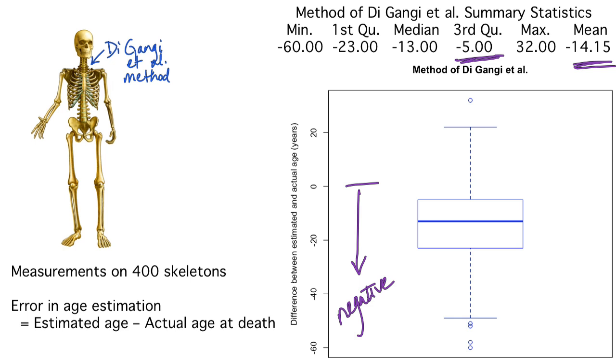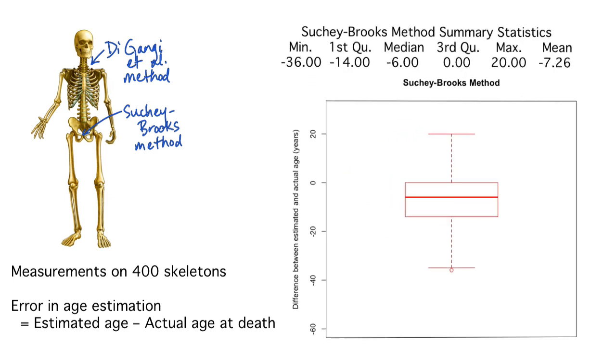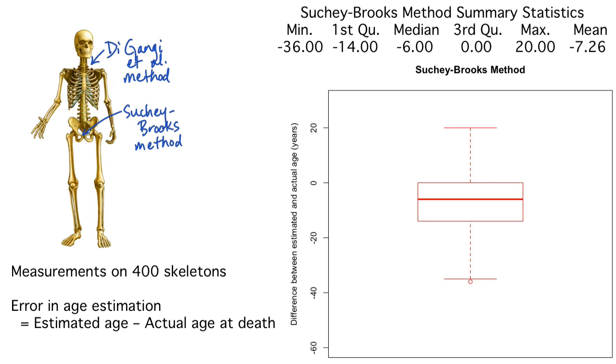When we first introduced this data set, we also discussed the Saatchi-Brooks method. This method estimates the age from the pubic bone, a weight-bearing part of the body, so it may perform differently than the Dagrange method. Looking at some summary statistics in the box plot for the error in age estimation from the Saatchi-Brooks method, we can also see that it tends to underestimate, with a third quartile of 0, so 75% of our observations are 0 or less, and an average estimated error in age estimation of more than 7 years.